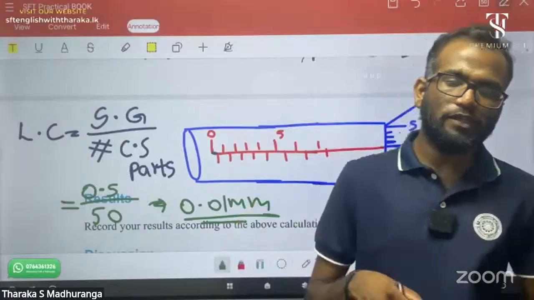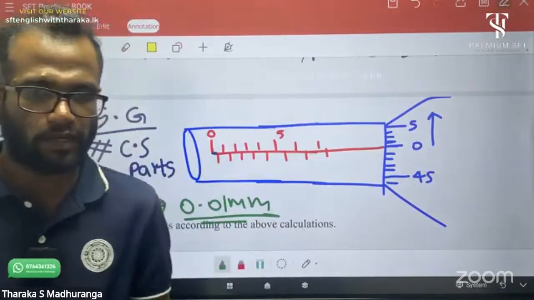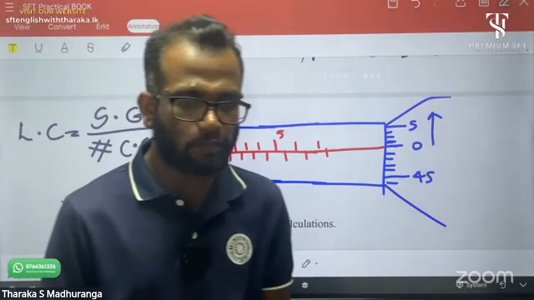Okay, let's move into the next part: how to get a reading using the micrometer screw gauge. I'll share the instrument quickly.